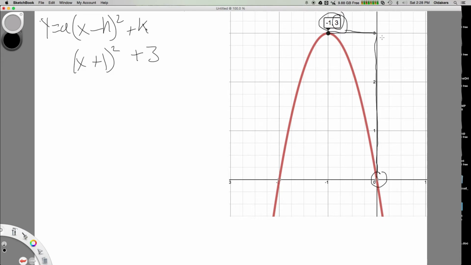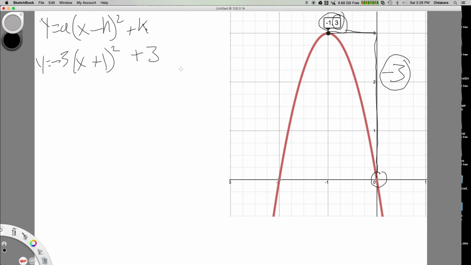Now, what's the amount of units we went down from here till we hit the curve again? Well, 1 unit, 2, and 3. And since we went down, the rise is negative, so that is negative 3. And there is your a value. So the equation of this parabola in vertex form is y equals negative 3 times (x plus 1) squared plus 3.